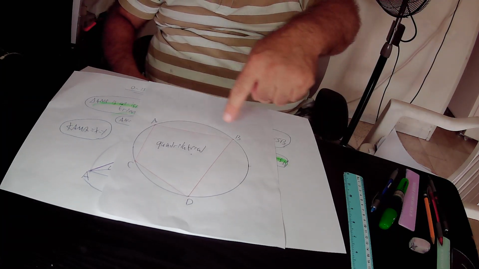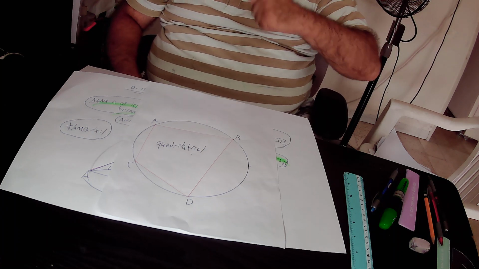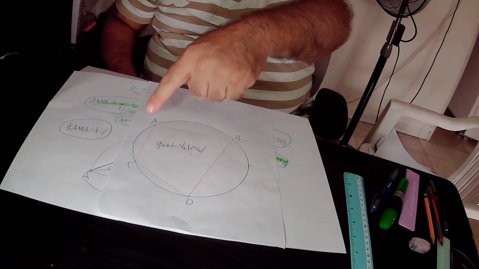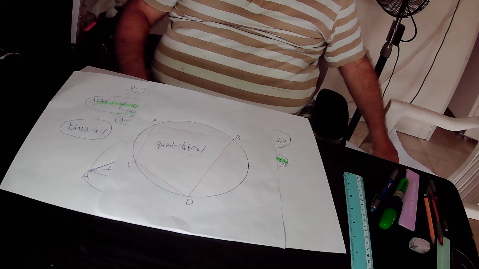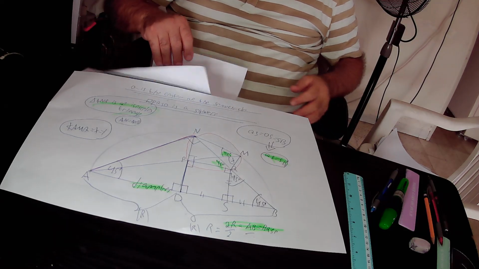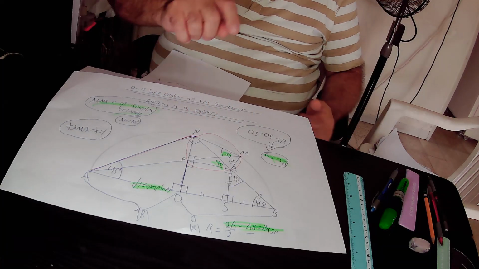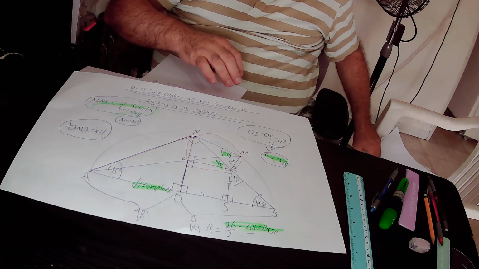This is the red quadrilateral ABCD. The red quadrilateral ABCD is a cyclic quadrilateral because all of its four vertices lie on the circle itself. Okay, so in the next step we prove that quadrilateral NMQP is a cyclic quadrilateral using two different methods.